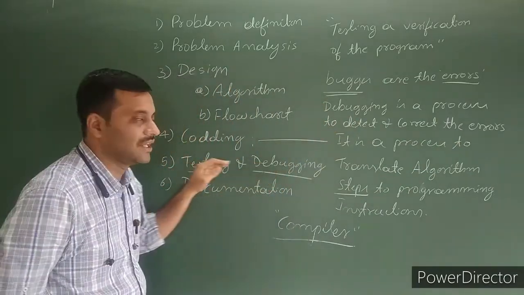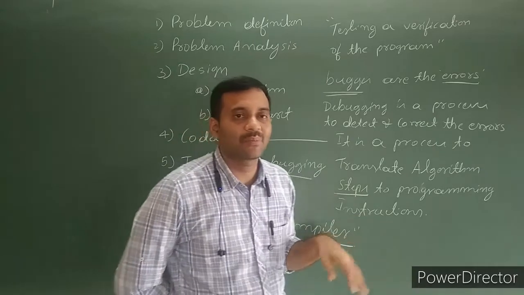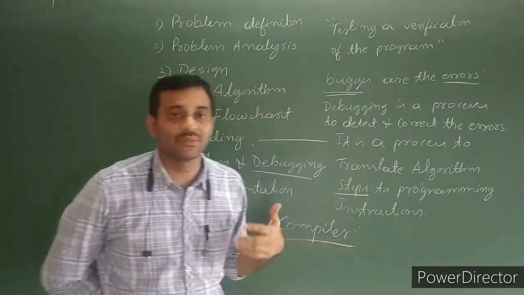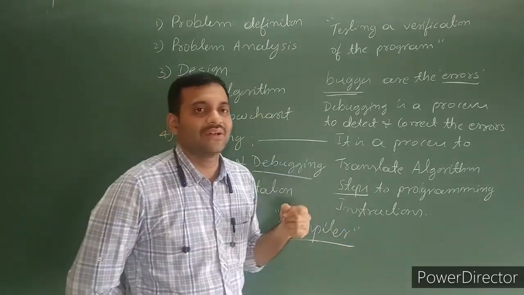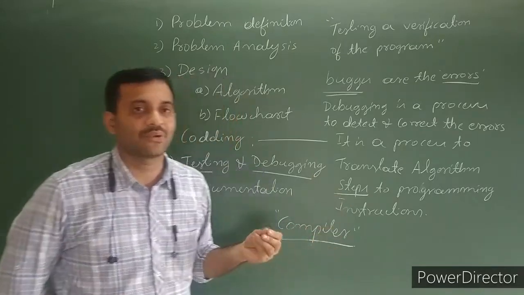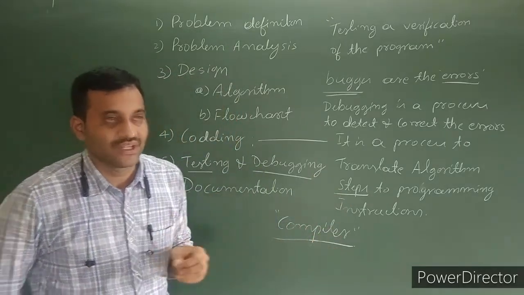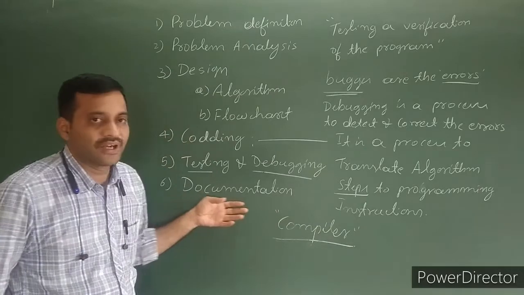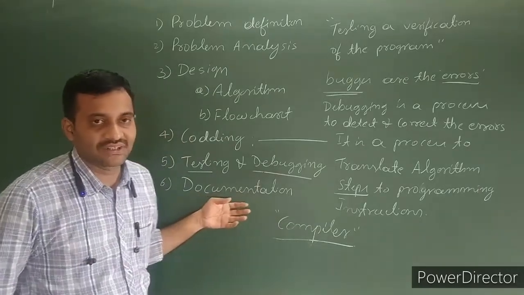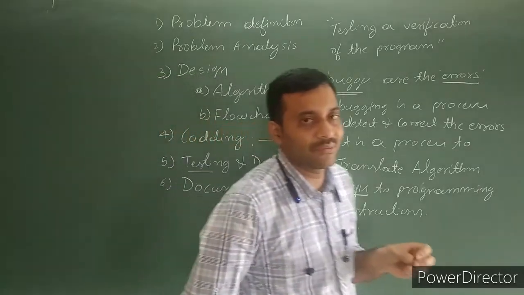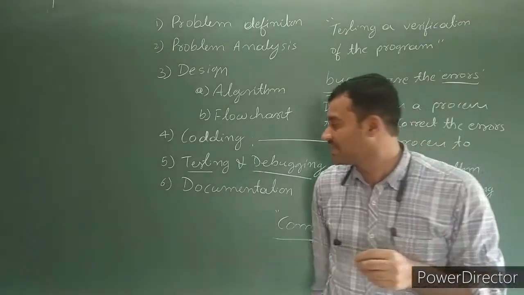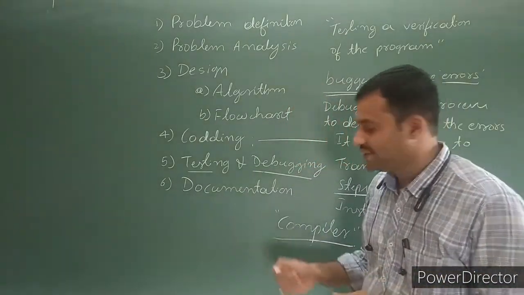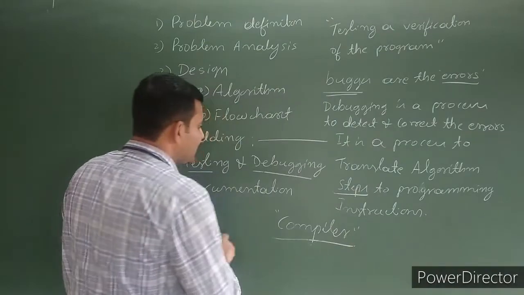After testing and debugging, we have to hand over our program to the user. While handing over to the users, we have to maintain the manuals. Those manuals are called documentation. Documentation is in the form of text. In the documentation, there are two types.